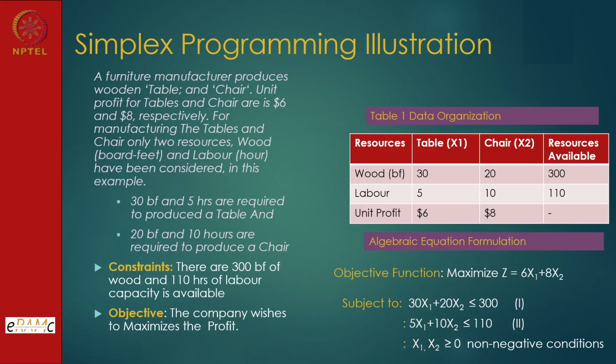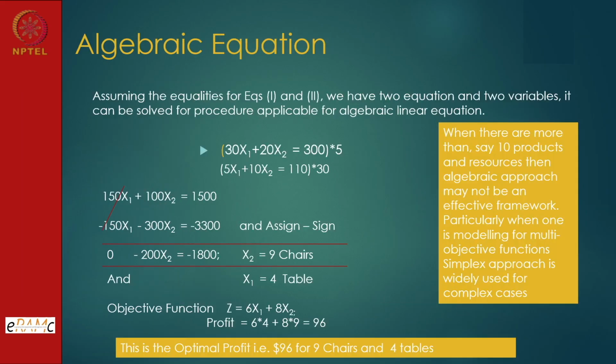We go through it, and finally we come back to our page and find these are the two equations. Solving them, we get x2 equal to 9, and x1 equal to 4, that means 9 chairs and 4 tables. If we manufacture these, then the profit will be 96. That is the point on the graph shown.